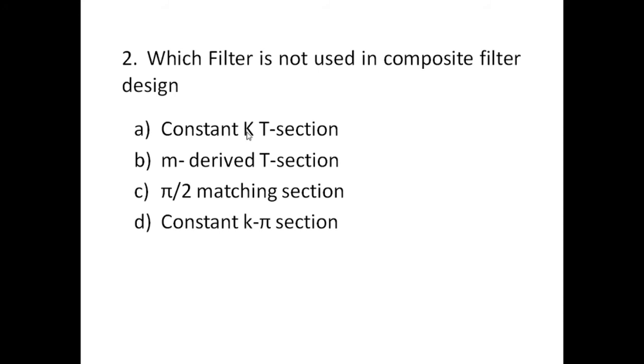First, constant K T section is used, m-derived section, pi by 2 matching section should be there. But they asked which filter is not used. So the answer is constant K pi section. Actually when you see this block diagram of composite filter you can understand. So the answer is constant K pi section.